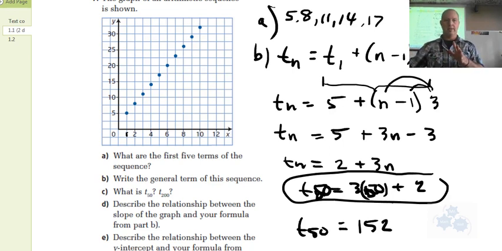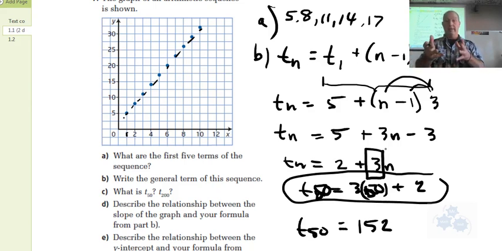Good? Okay, D. Describe the relationship between the slope of the graph and your formula from part B. Okay. So the slope of the graph is what? What's the slope of the graph? Again, rise over run for any 2 points. The slope is 3, and we have a 3 right here, right? So the slope of the graph is 3. That's the number that's multiplied by n in your general term.